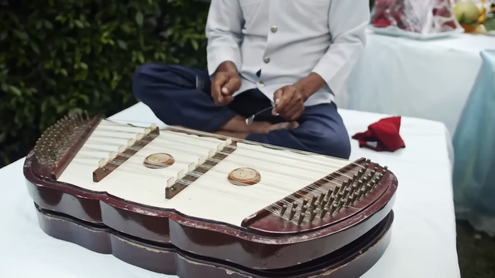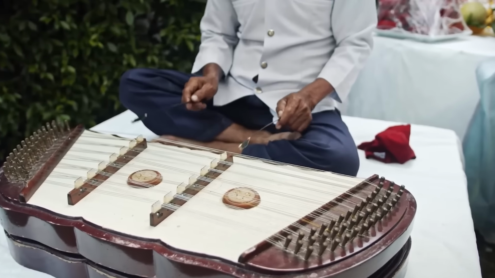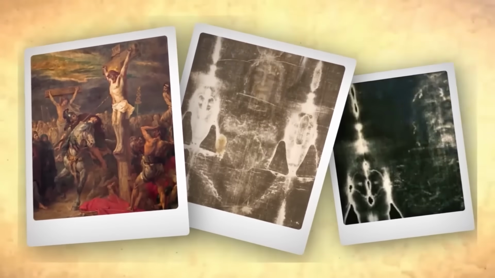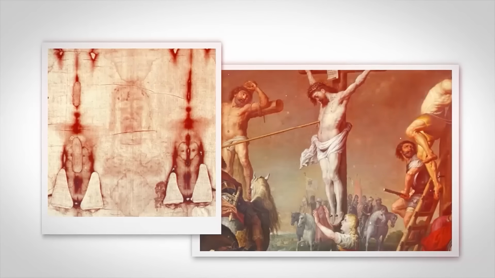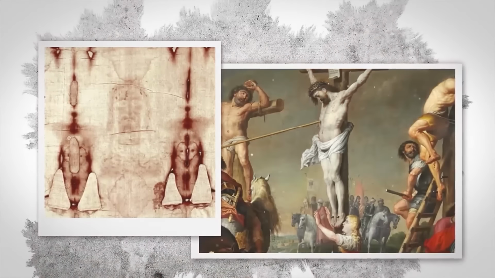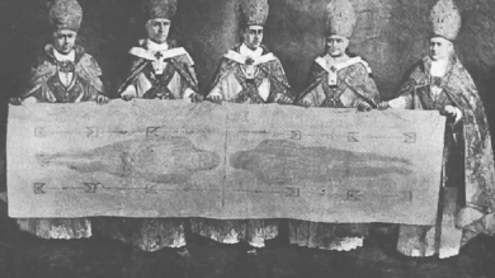When the facial image from the shroud was digitally overlaid onto the Oviedo cloth, the geometry of the stains aligned precisely. This strongly suggests that both pieces of fabric covered the same face at roughly the same time. If the Oviedo cloth predates the Middle Ages, then the shroud must as well.